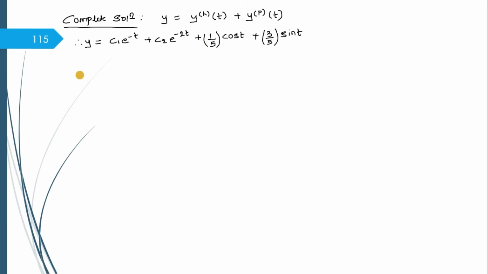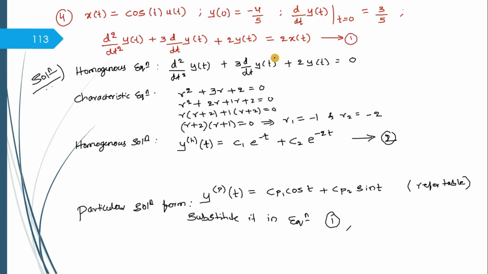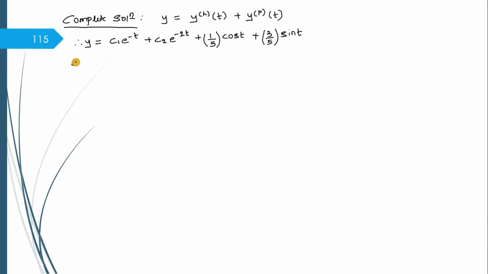One more thing is the differentiation of this. We will first differentiate it. dy/dt gives minus c1 e raised to minus t. Differentiation of this is minus 2 c2 e raised to minus 2t. Differentiation of this cos is minus 1 by 5 sin t. Differentiation of this is plus 3 by 5 cos t.